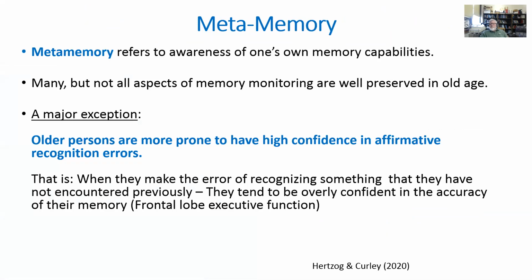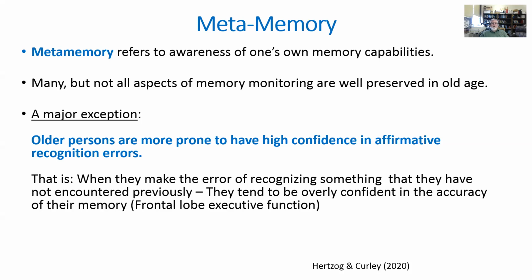So finally, to end our brief tour through the topic of age and memory as cognitive scientists might examine it, we need to mention a topic called metamemory. What metamemory refers to is the awareness of our own memory capabilities. Think of it as kind of our own self-monitoring of our memory performance.